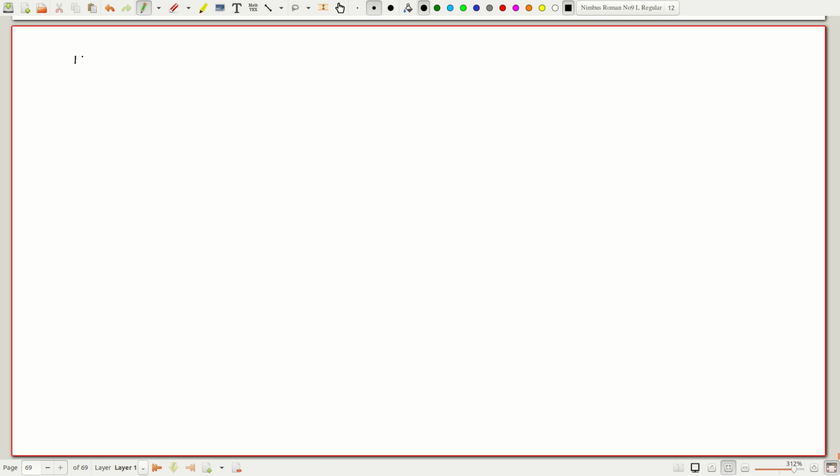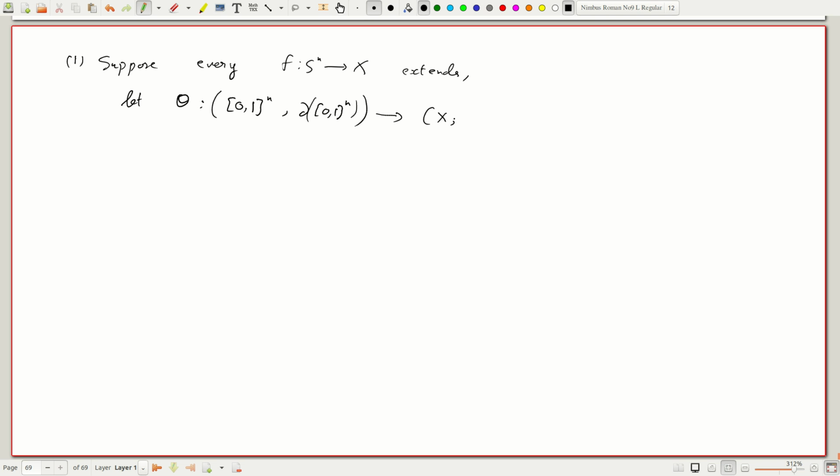So suppose firstly we know every map extends. That is, every f from S^n to X extends. And we have a map theta, which represents our element, from [0,1]^n with the boundary of [0,1]^n to X, x0. By the way, I should emphasize every time I'm talking about the boundary of the cube, not the nth power of the boundary. So this is the entire boundary. So let theta be this map to X, x0. Our map is going to be a cube.